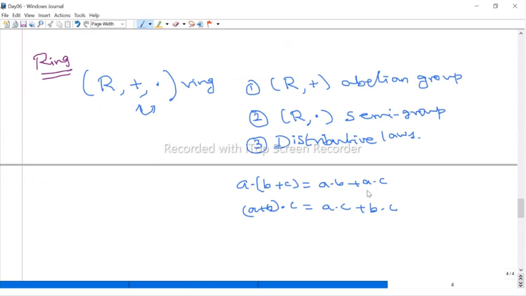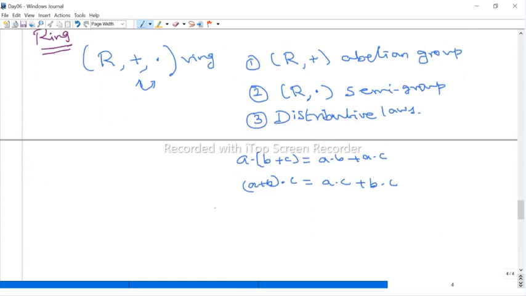So these are what we call the distribution laws. A ring is nothing but a set satisfying these three sets of axioms. Suppose the ring also satisfies A into B equal to B into A with respect to multiplication, for any elements A, B in the ring. Then we say R is a commutative ring.